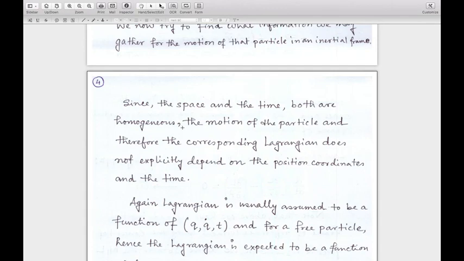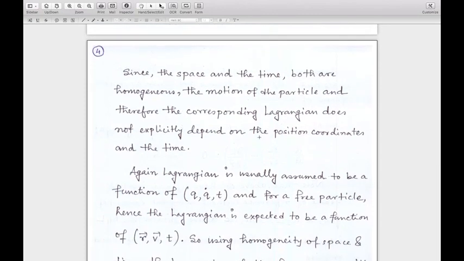If it's a free particle, there is no interaction. Intuition says no, it should not change because it doesn't have any external interaction. Okay, so nothing external is there, so time should also be homogeneous. So that's why the corresponding Lagrangian of the free particle should not explicitly depend. That is a very important point you have to understand. It should not explicitly depend on the instantaneous position coordinates and the time coordinates.